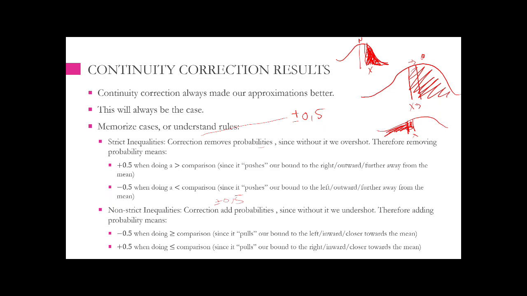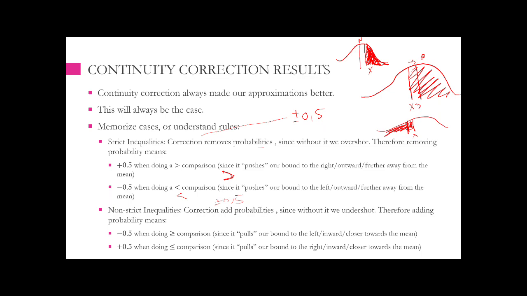So these are just the rules for the continuity correction. One way that I like to think about it is that if you have a strict inequality, your inequality tells you the direction you need to go. Because it's pointing to the right-hand side, your bound needs to go to the right-hand side, so you're adding. And when you are doing a less than comparison, it's pointing to the left-hand side, so we need to push our bound to the left-hand side. And that always means subtraction.